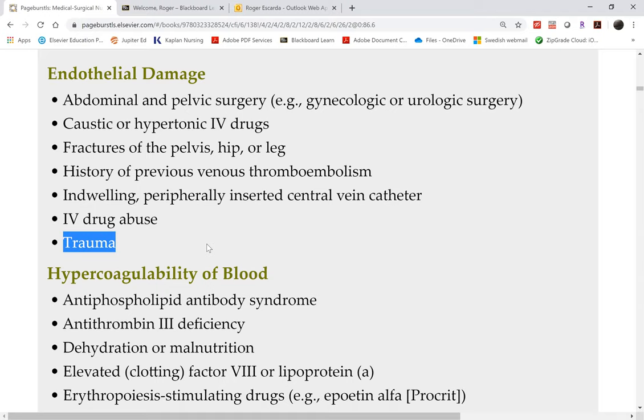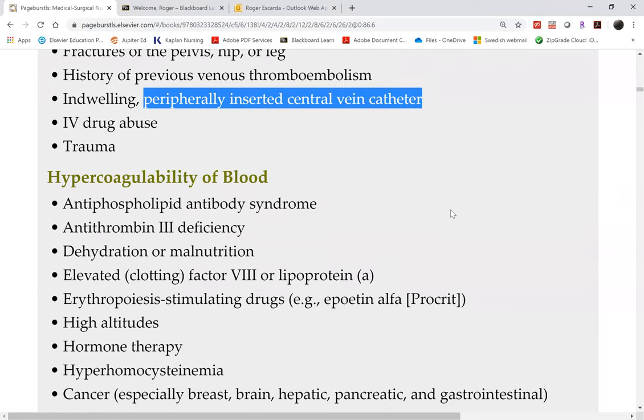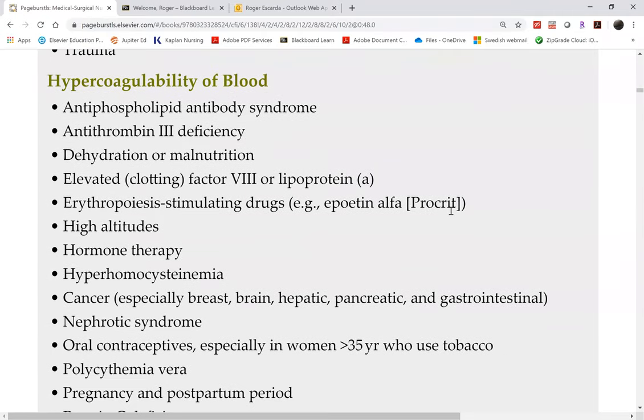Again, fractures. So anything that will cause injury to the vessel. Okay, so you have here, we talked about the PICC line earlier during lab. Okay, so that's notorious for blood clots. And then finally, the third of the triad is hypercoagulability. So this is any condition that causes you to more likely form blood clots.